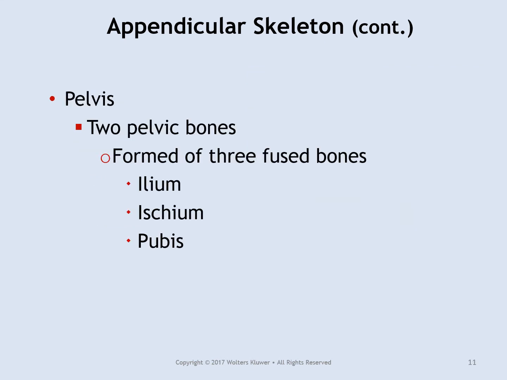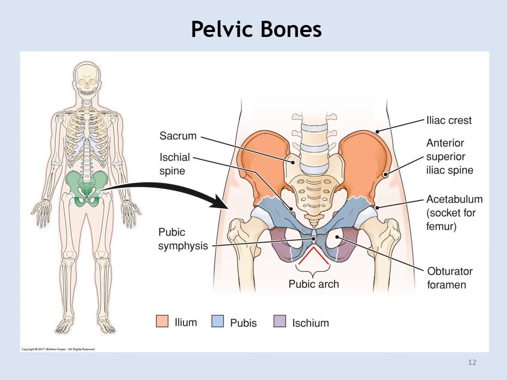The pelvis has 2 pelvic bones. There are 3 fused bones, actually, the ilium, the ischium, and the pubis. So those look like this. We have the ilium, the ischium down here in blue, and the pubis down in this area. Where the 2 pubic bones come together, you have the pubic symphysis. That is a very thick cartilage that joins the 2 halves together.